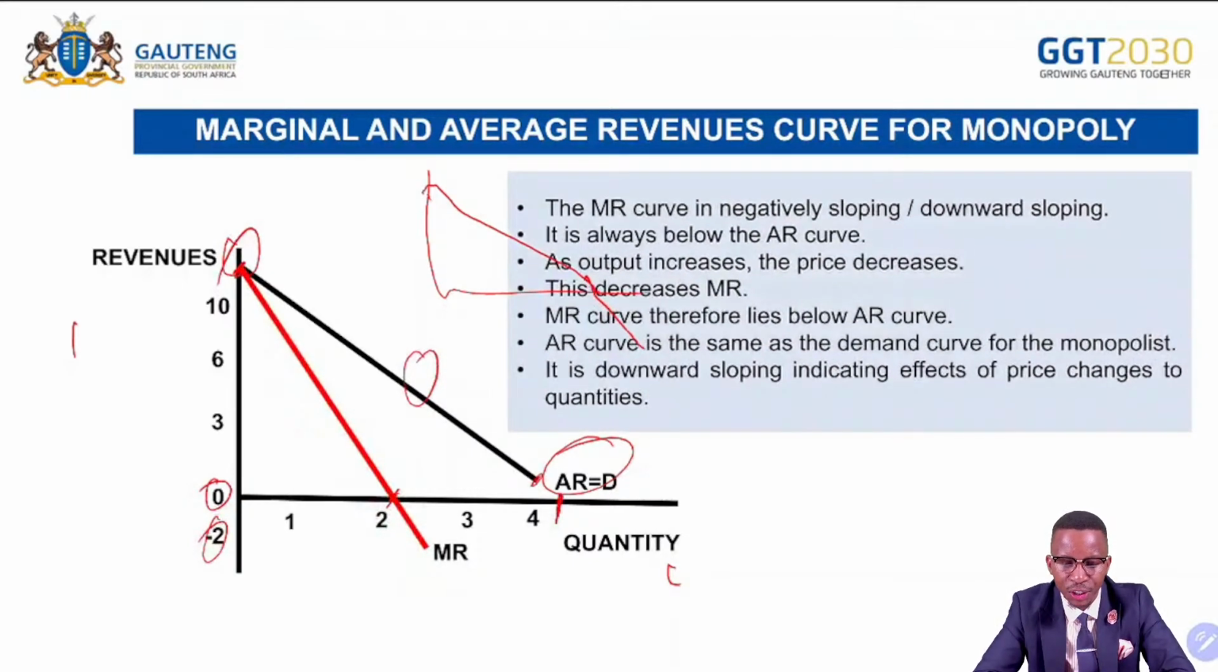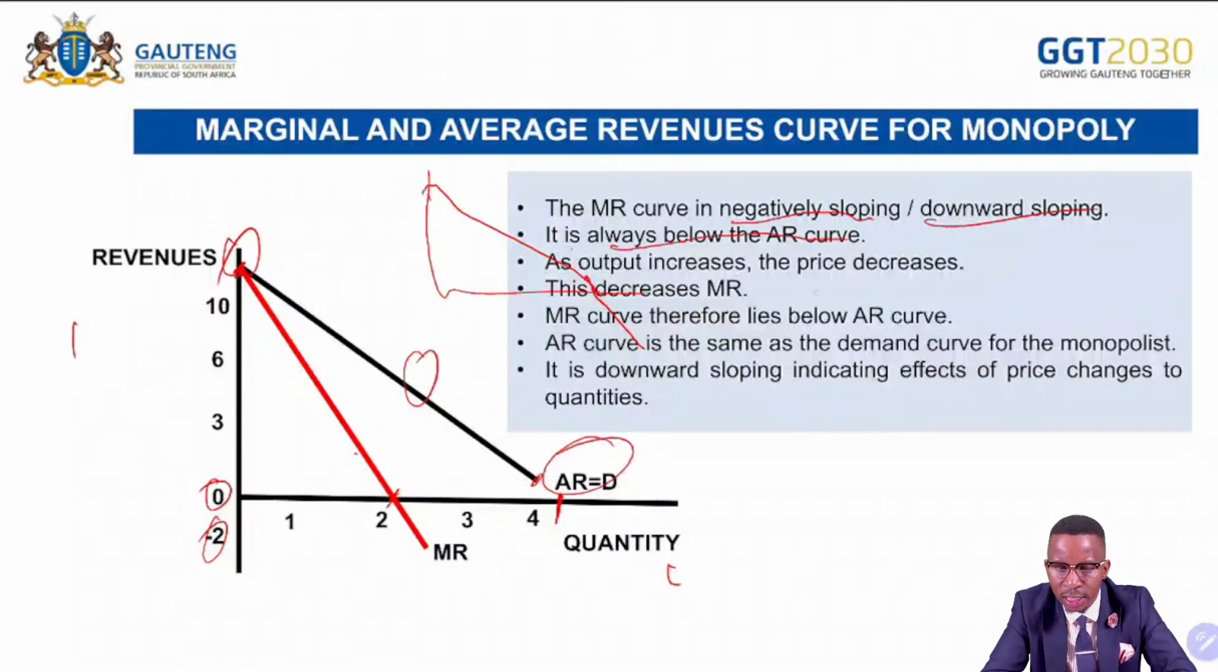So this is the explanation. The MR curve is negatively sloping, meaning it's downward sloping, starting from the top left to the bottom right, but it cuts the horizontal axis in the middle. It is always below average revenue. You can see it is always below.